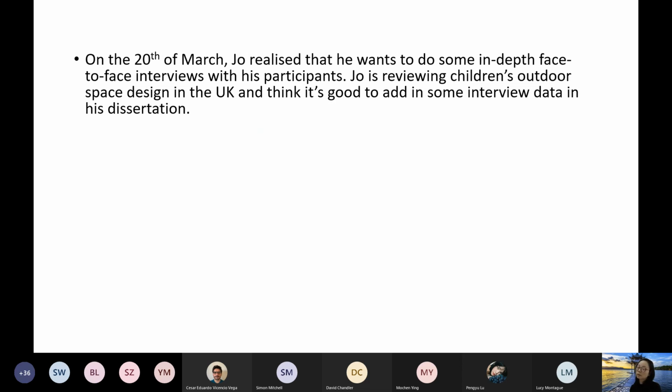First scenario: on the 20th of March, Joe realized that he wants to do some in-depth face-to-face interviews with his participants. He is reviewing children's outdoor space design in the UK, and he thinks it would be a brilliant idea to add some interview data in his dissertation. Can anyone tell me if Joe is making a good decision? Volunteer, please.